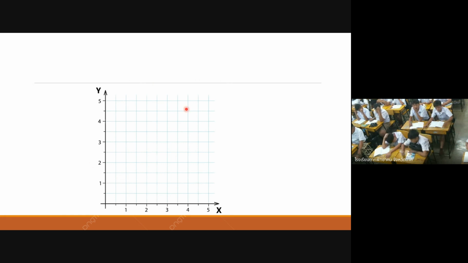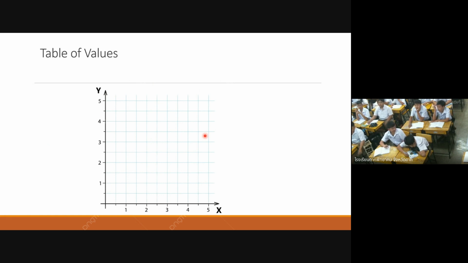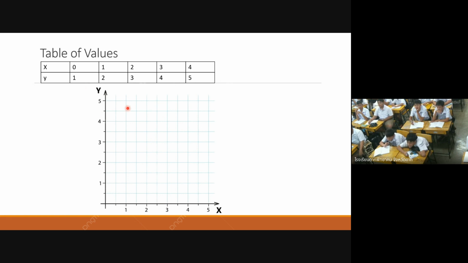What do you call this? Coordinate plane. Again, what is this? Coordinate plane. Now, again, you need to have a coordinate plane. Now, let's talk about table of values. What are table of values? These are the X and Y values from which we're going to identify our ordered pairs.